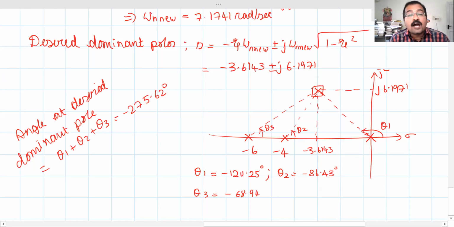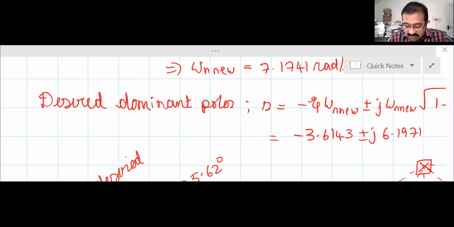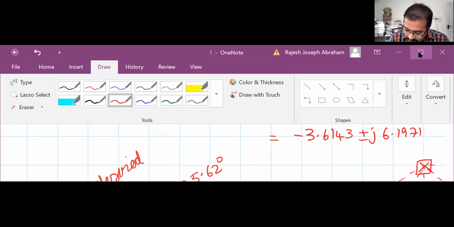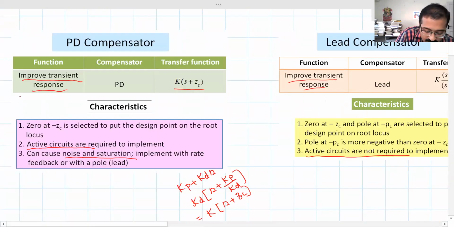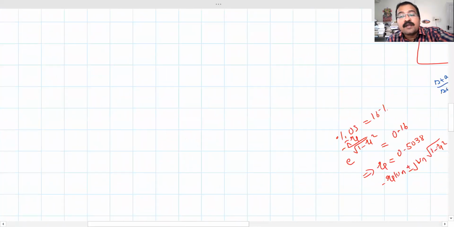So how can we make this point lie on the root locus? By reshaping the root locus. How can we reshape the root locus? By adding a compensator zero. That is why a PD compensator is used. It will improve the transient response specifications. We had seen that in the beginning. That's the purpose of a PD compensator.